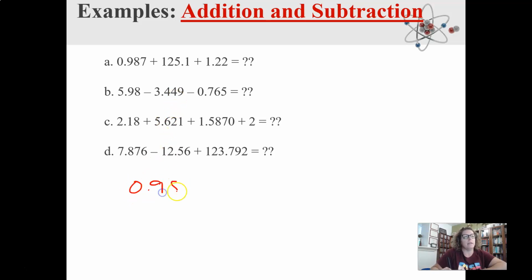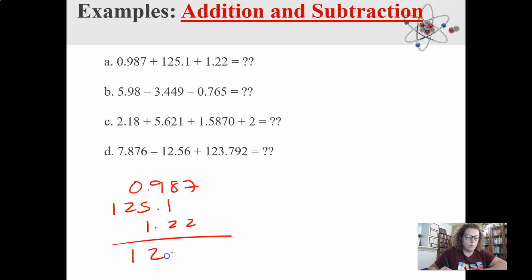So 0.987, excuse me, 125.1, and then 1.22. Okay, so when I add this in, you should get about 127.307. When I look at my decimals, I have 3 after the decimal, I have 1 after, and I also have 2 after the decimal. Now the rule is the least after the decimal, so I'm going to cut right here.